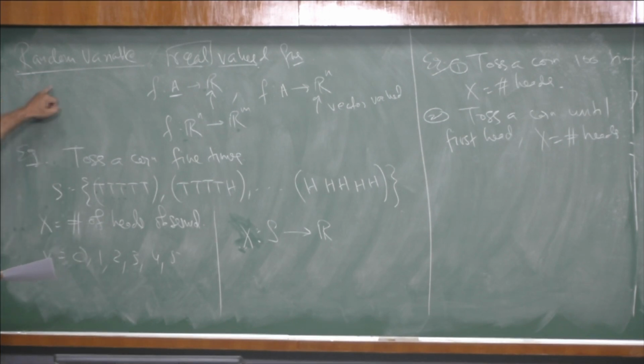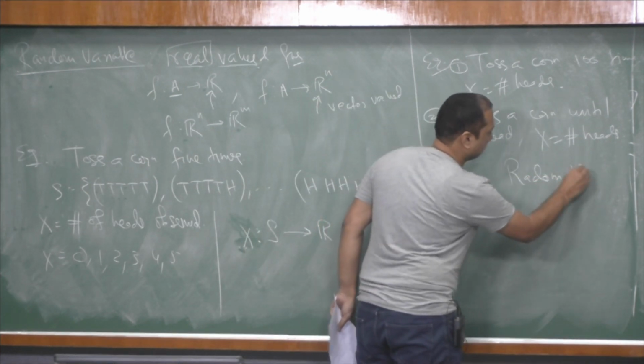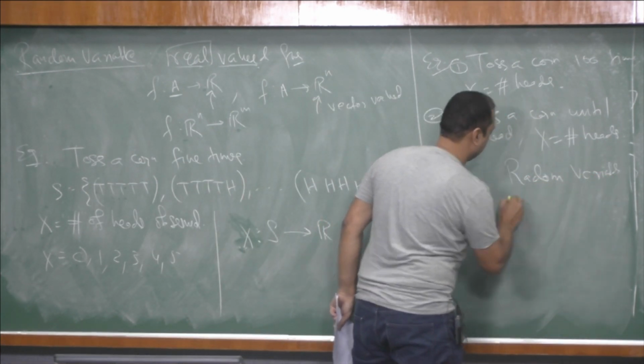Now let us classify random variables again into discrete and continuous. So random variables can be discrete.